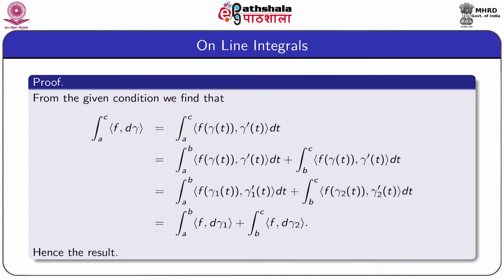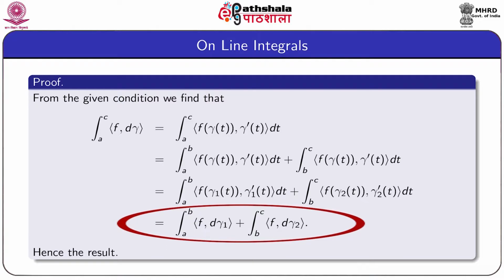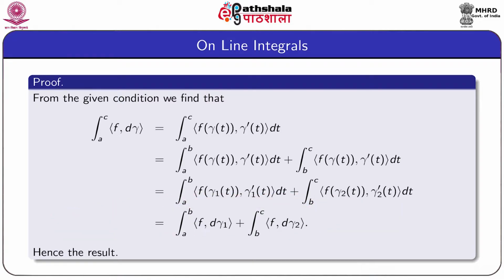Now, from the given condition, we find that for the integral over a to c of f dγ, first we write it down following the definition, then we write it as the sum of two integrals by breaking the domain, and finally we find that this equals the integral from a to b of f dγ1 added with the line integral from b to c of f dγ2.